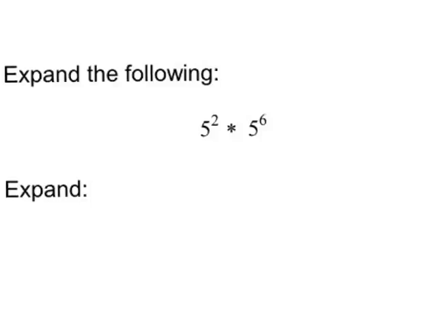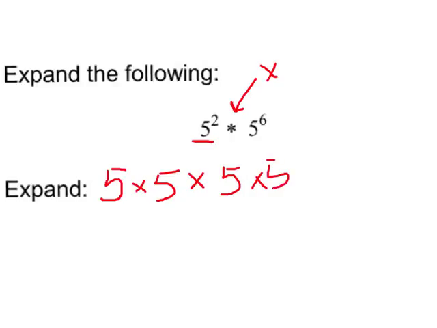So I have 5 squared times 5 to the 6. I know I can write 5 squared, the first term, as 5 times 5. This sign right here is the same as multiplication, so I'll bring that sign down. And then I can write 5 to the 6 as 5 times 5 times 5 times 5 times 5 times 5, 6 times.